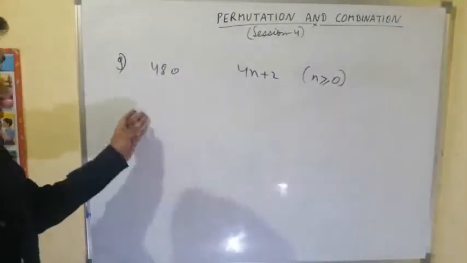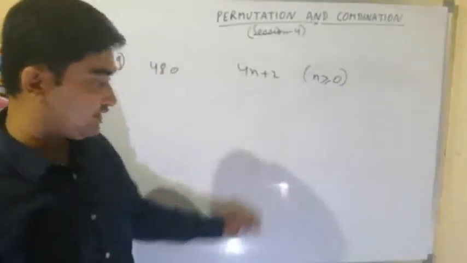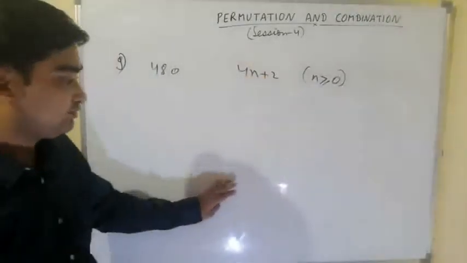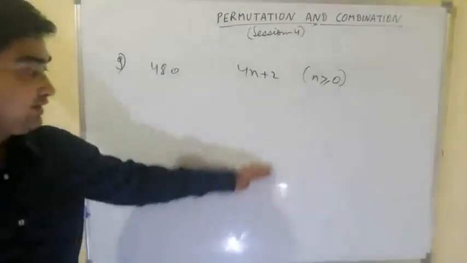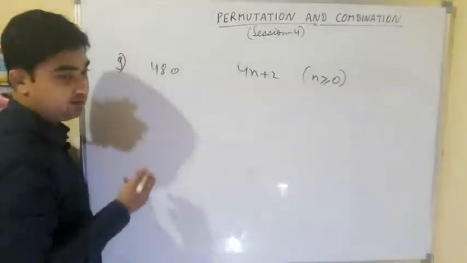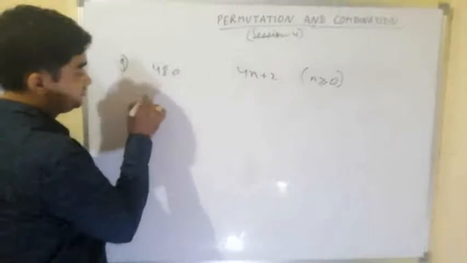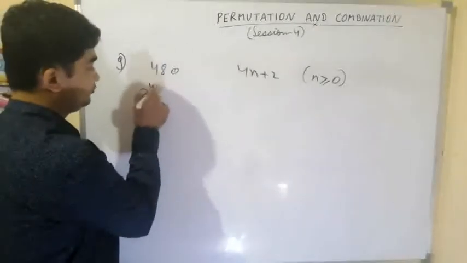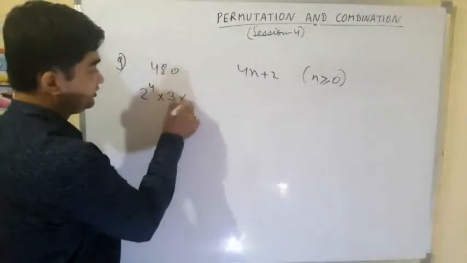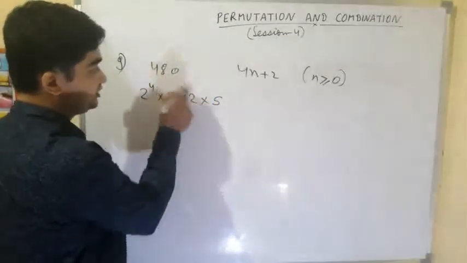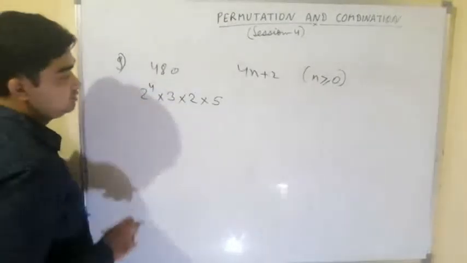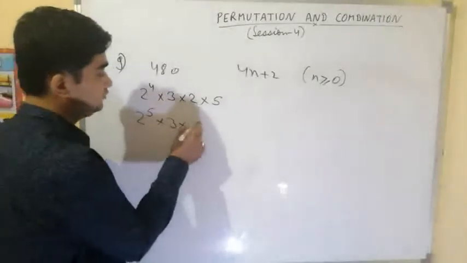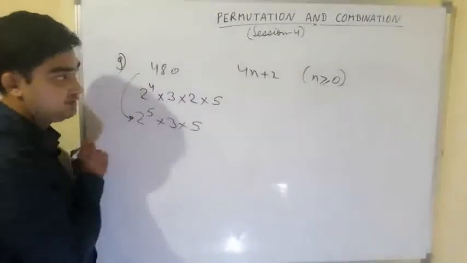To find the divisors which are of the form 4n plus 2, first let us find all the divisors, then we'll select those divisors which are of the form 4n plus 2. How to find the total divisors? First we have to find the factors. What are the factors of 480? It is 8 into 6, that is 2 power 4, which is 16, into 3, into 2 into 5, because 10 is made up of 2 into 5. So these are the factors of 480, that is 2 power 5 into 3 into 5.